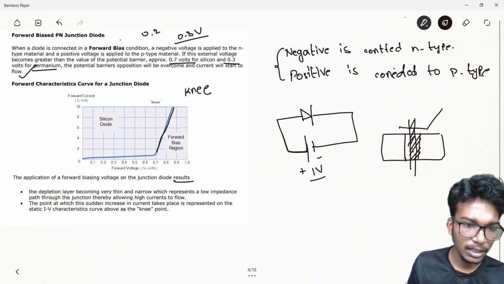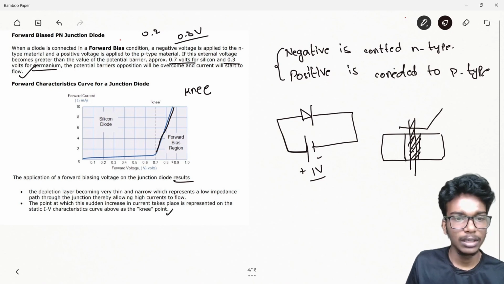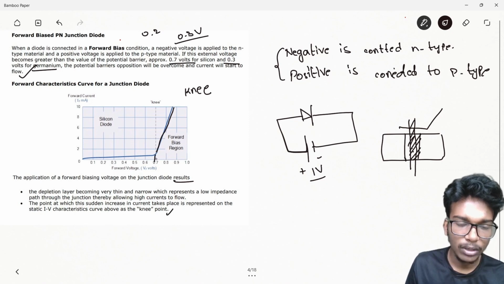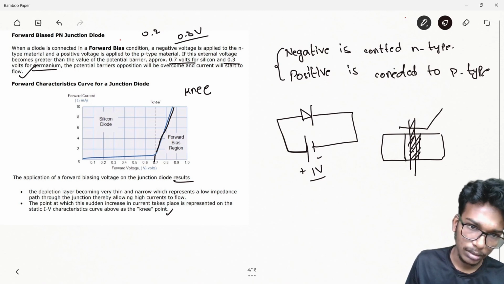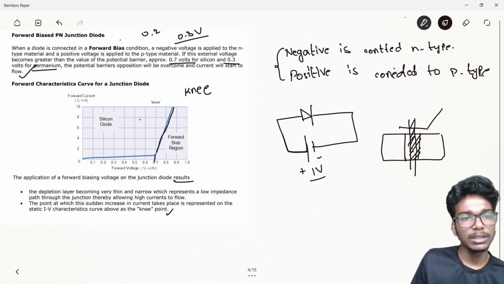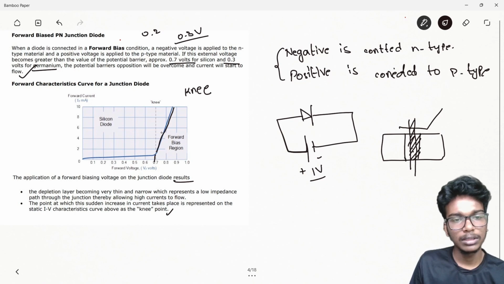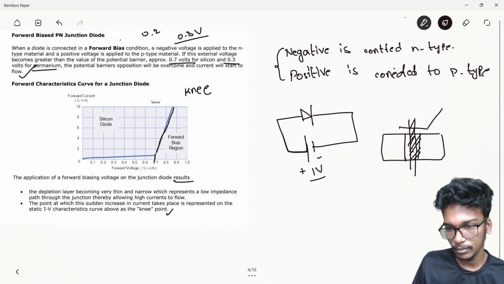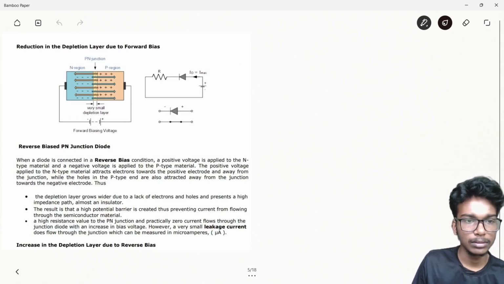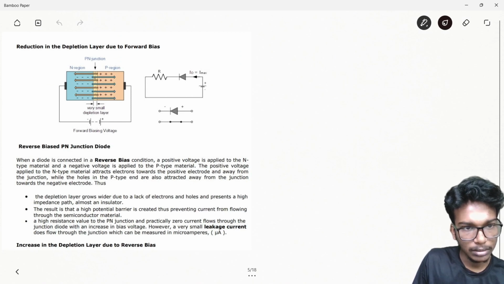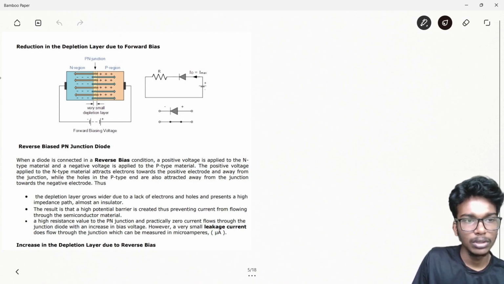The point at which the sudden increase in current takes place is represented on the static IV characteristic curve as the knee point. This is the knee point. The minimum voltage required to overcome the potential barrier is known as knee voltage. It's represented in this manner in an IV graph. Just try to remember this graph, it's somewhat important. The thin depletion layer is what this figure is related to in forward biasing.